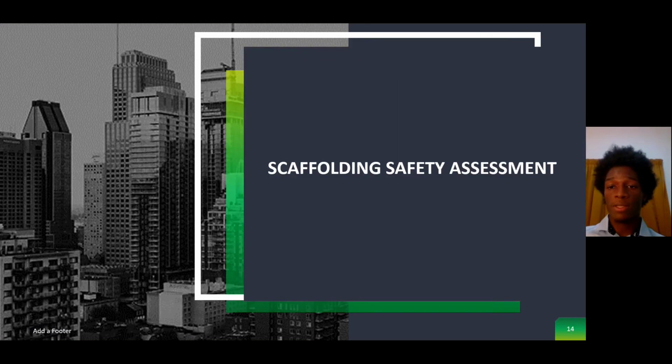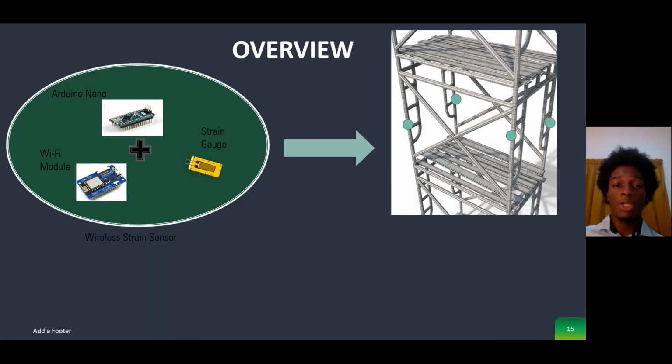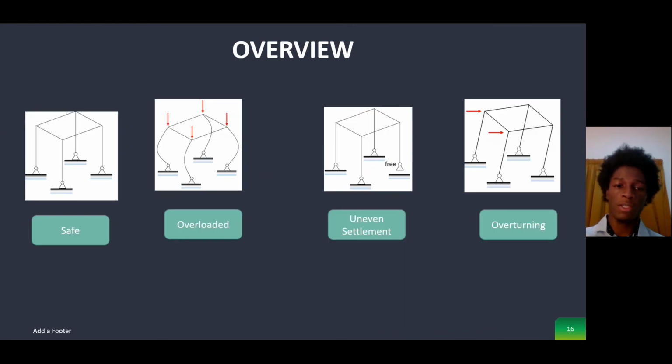Hi again. I'm going to be talking about the scaffold safety assessment. Just a general overview, we're going to be attaching a wireless strain sensor to the columns of the scaffold. The reason why we do this is when the scaffold experiences a load, the columns experience some strain. So depending on the safety condition, the strain data can be obtained.